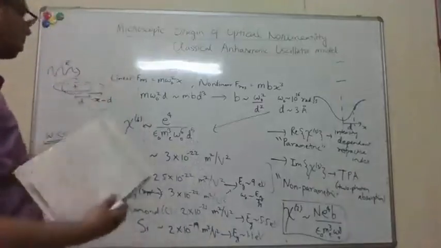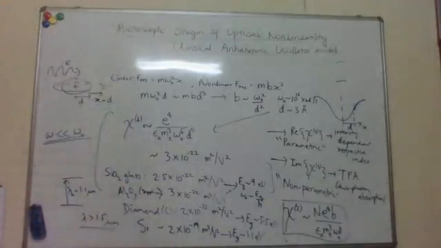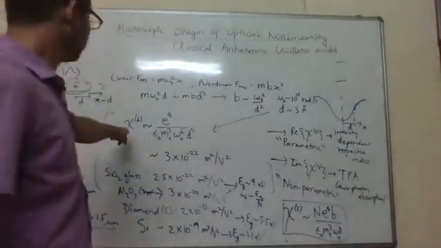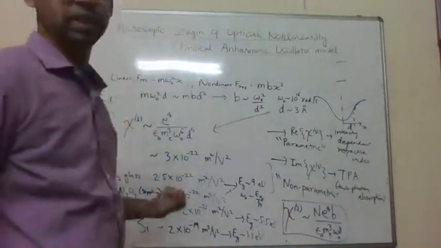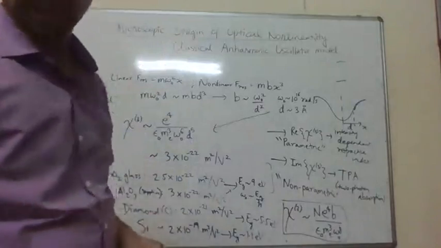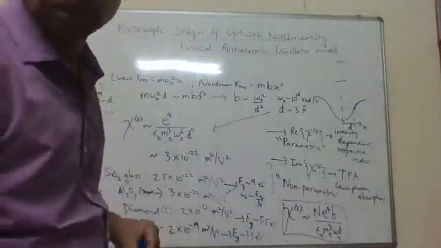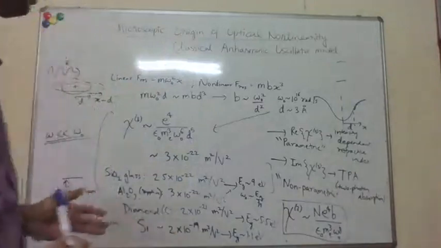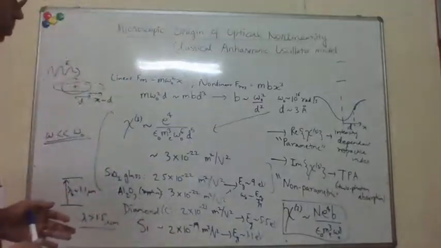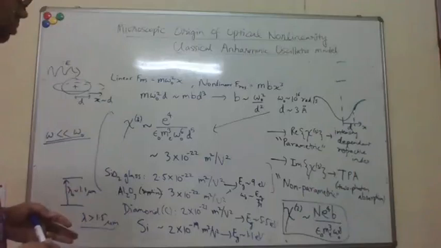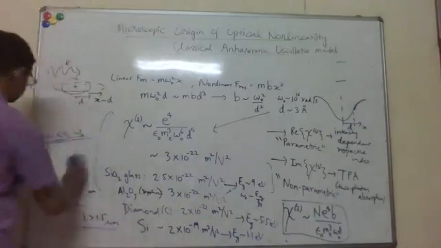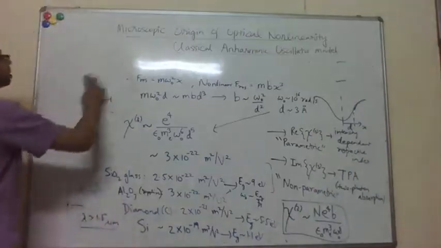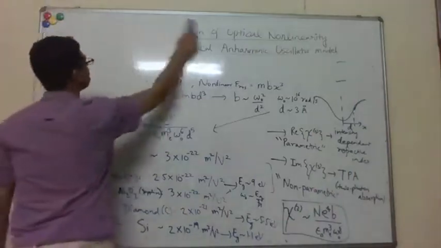So that basically finishes our discussion of the microscopic picture of how these nonlinear susceptibilities originate from the atomic picture. So any questions regarding that? Okay, so move on to the next topic.